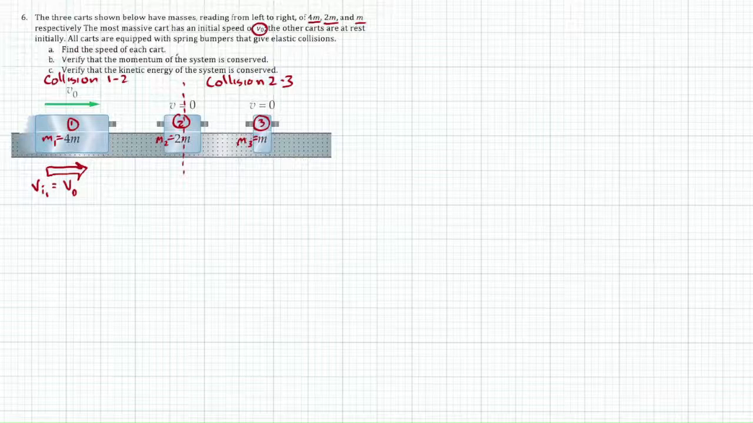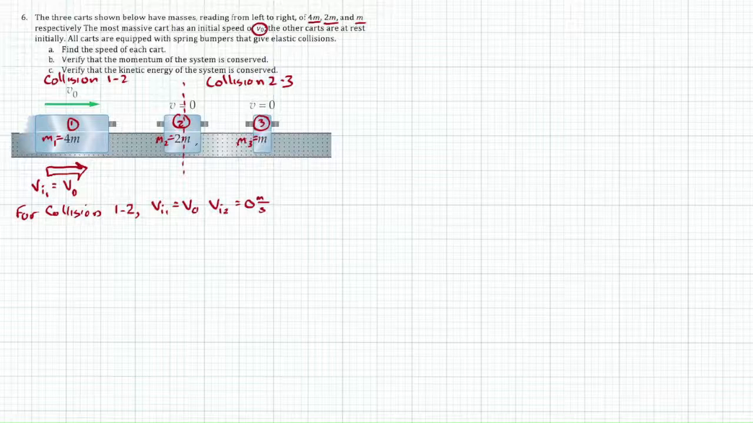Okay, so let's break this into 2 collisions. I'm going to write for collision 1 to 2. I'm going to say that the initial velocity of 1 is simply called VO. And we can say that the initial velocity of object 2 is 0 meters per second. That's referring to this guy right here.